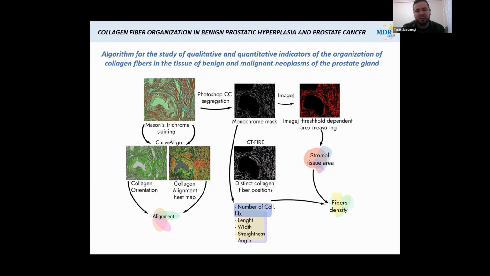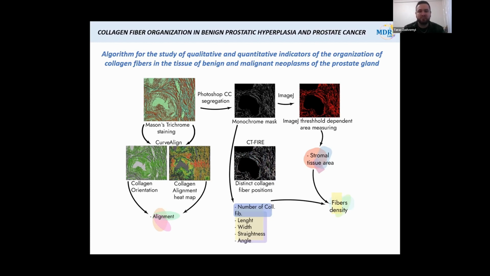And the second big block is work after collagen fiber segregation in a graphic program like Photoshop or GIMP, and we segregated only collagen fibers and studied length, strain, and angle or orientation of collagen fibers in the CT-FIRE model, and the density of collagen fibers in the tissue was determined as the ratio of the number of collagen fibers measured using the ImageJ program to the area obtained when we work with the CT-FIRE model.